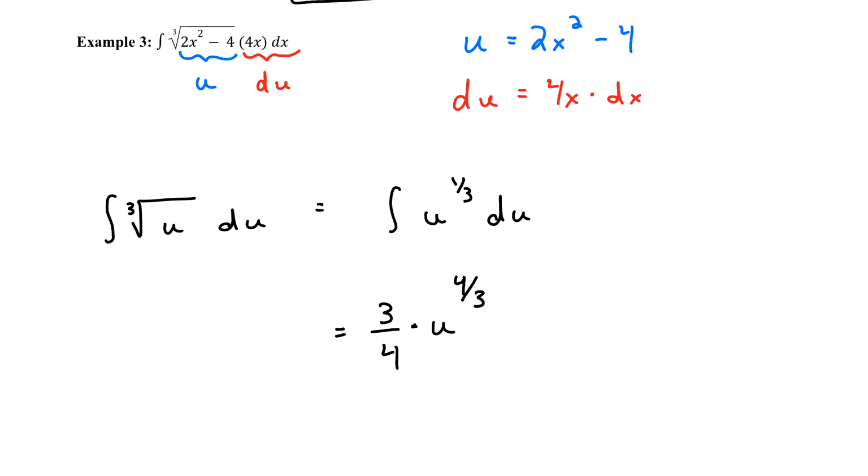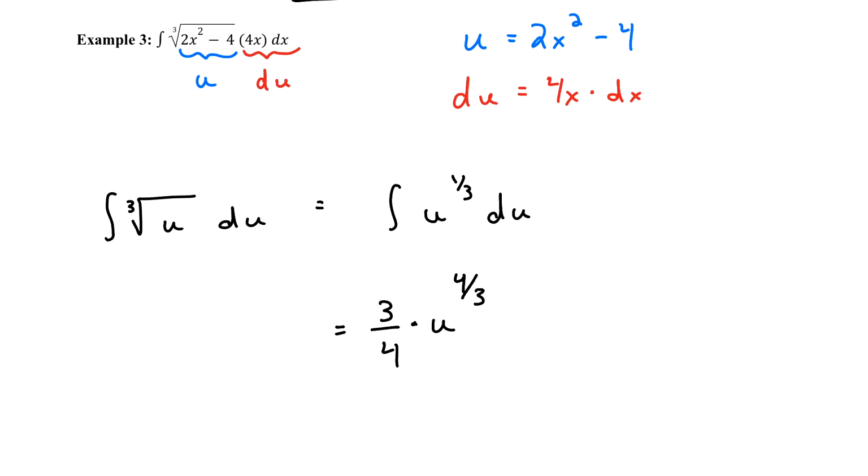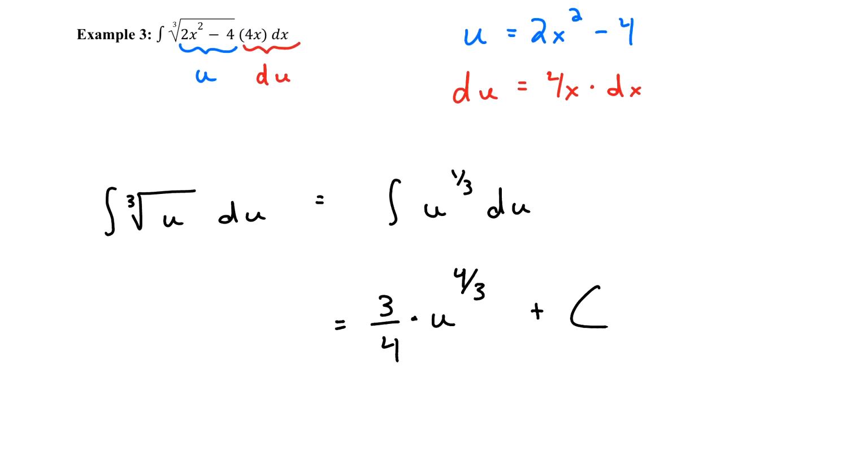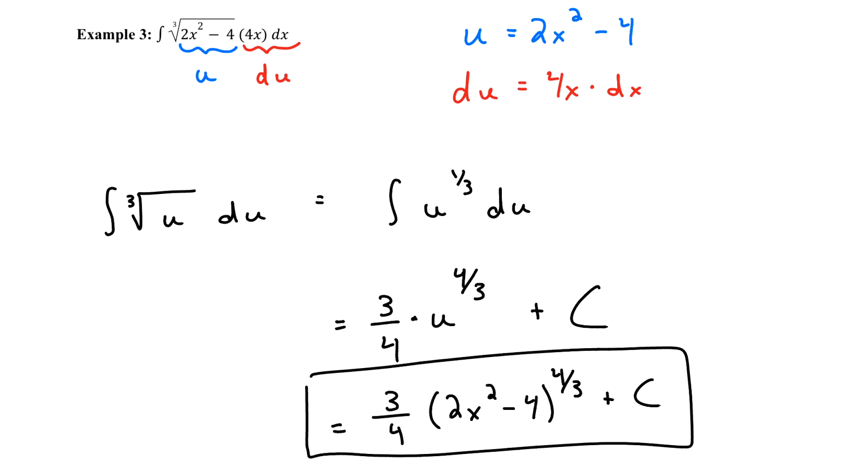We've done our power rule, which means we've integrated, which means we need our constant of integration c. And now that we have that, we can go ahead and take our u and plug that back into our solution. So that should look like 3/4 times (2x squared minus 4) raised to the 4/3 power plus c. So this is our general antiderivative for this particular problem.